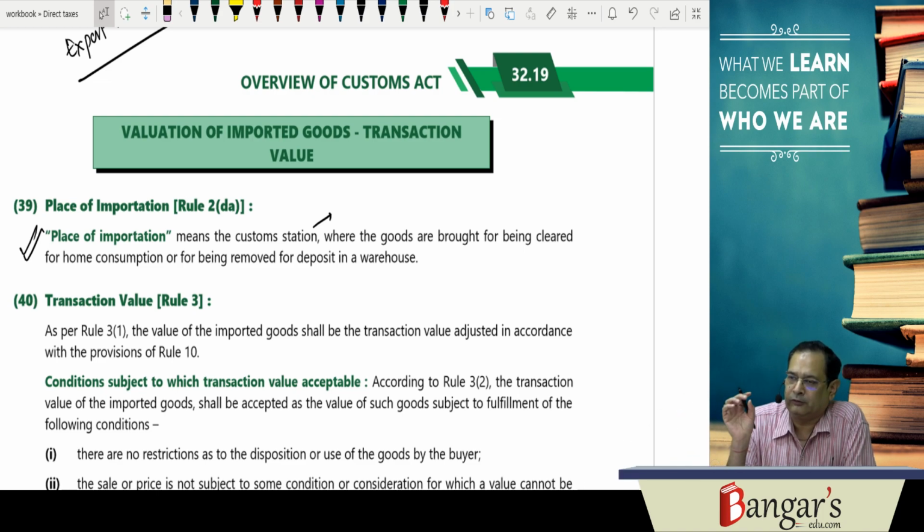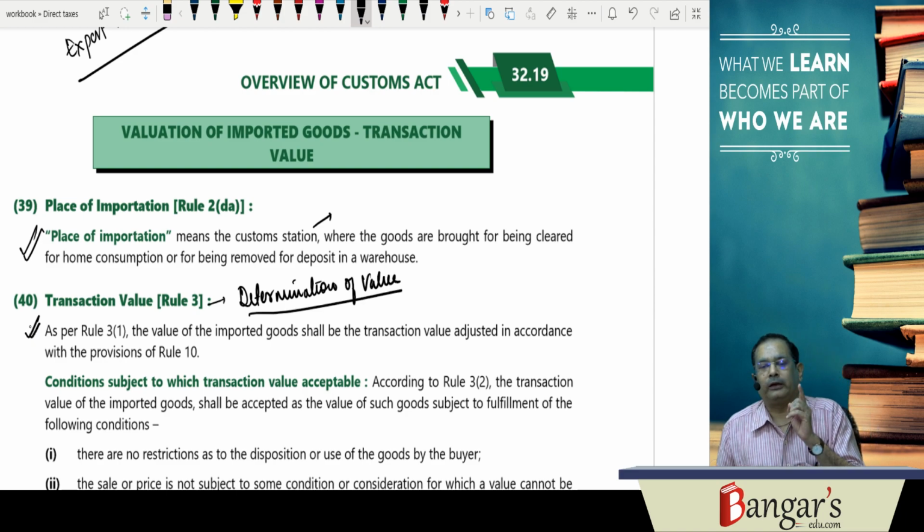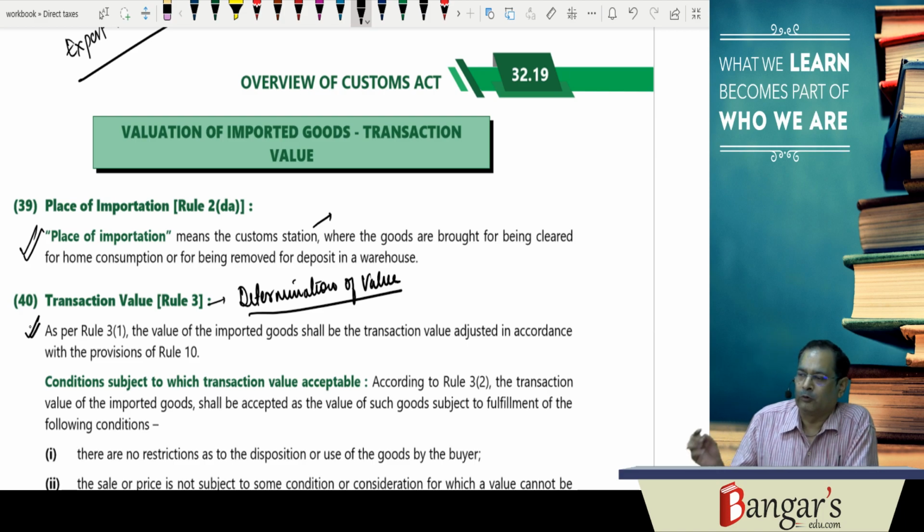Now as we have seen, this valuation is a very, very important topic. Here we have said that the value is the transaction value. What Rule 3 provides is the determination of value. Rule 3 in the valuation rules provides for the determination of value, and the value of the imported goods will be the transaction value, that is the price actually paid or payable for the goods when sold for export to India for delivery at the time and place of importation, where buyer and seller, importer and exporter, are not related, and the price is the sole consideration for such sale.